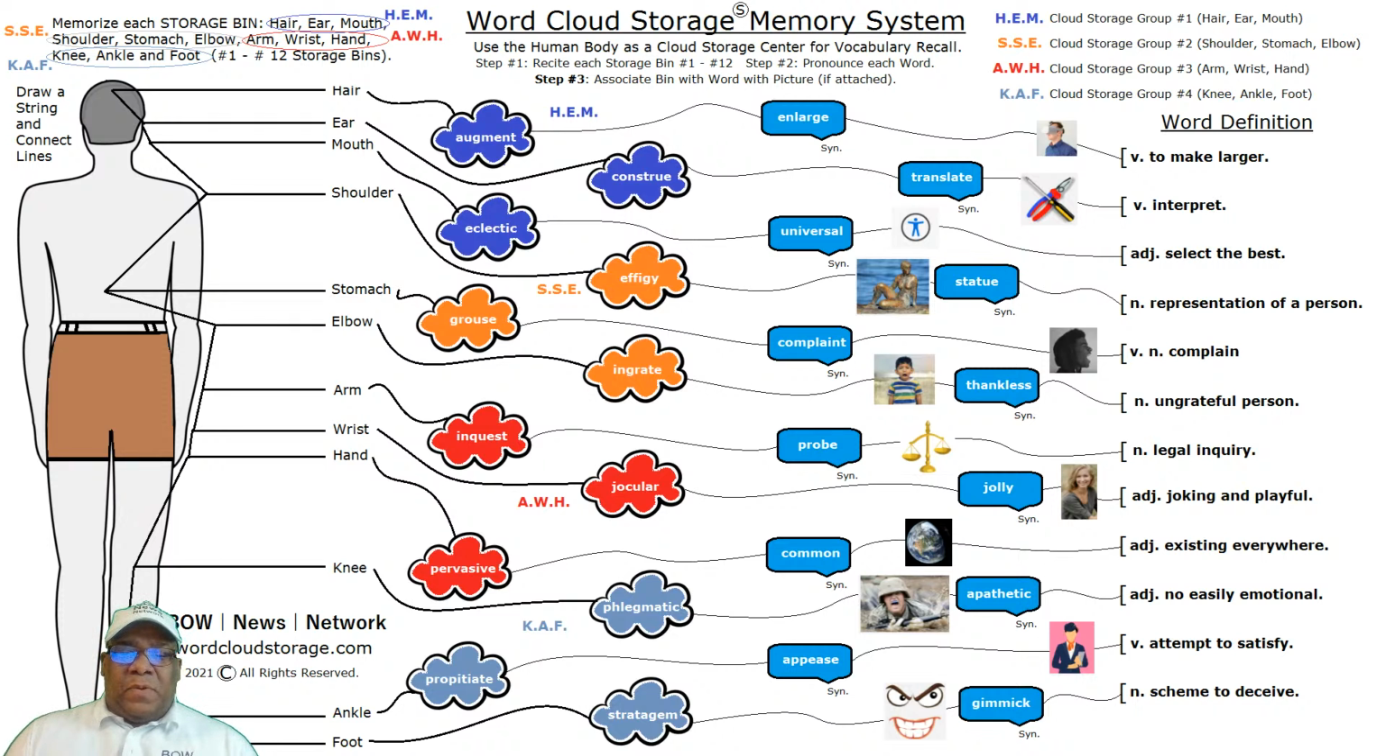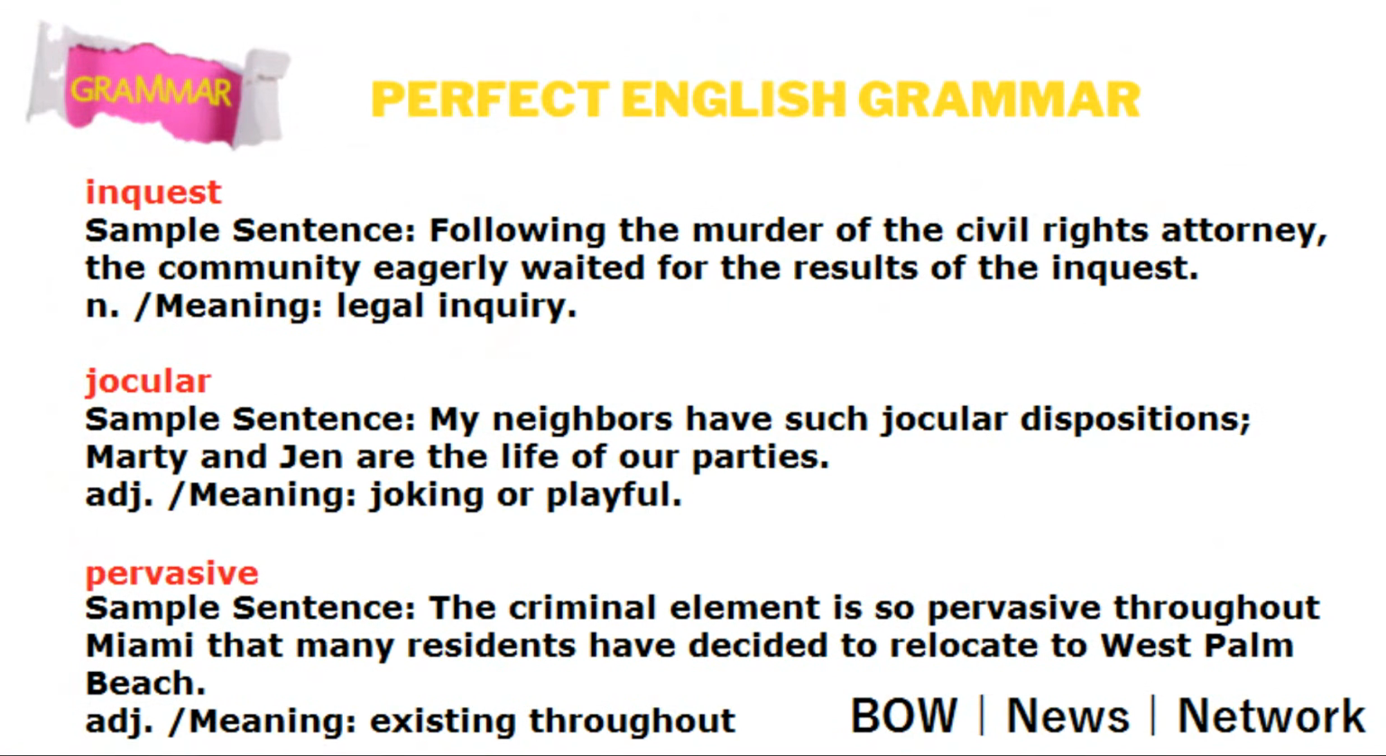Our next word in the AWH, which is the arm, wrist, hand group, red group. Try to remember that inquest, jocular, and pervasive are in red clouds. Jocular has to do with jolly, joking, and playful. Let's see how it's actually used in a sentence here. My neighbors have such jocular dispositions. Marty and Jen are the life of our parties. Adjective meaning joking or playful. So your cue words could easily be Marty and Jen, because now you've attached Marty and Jen to being party animals for the neighborhood.